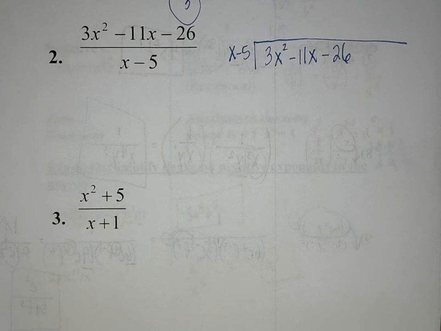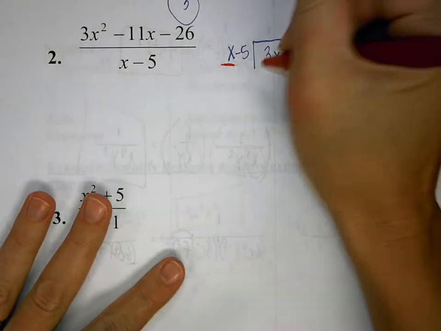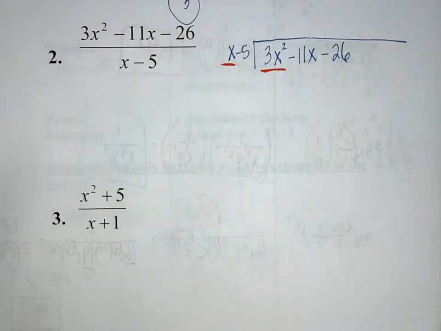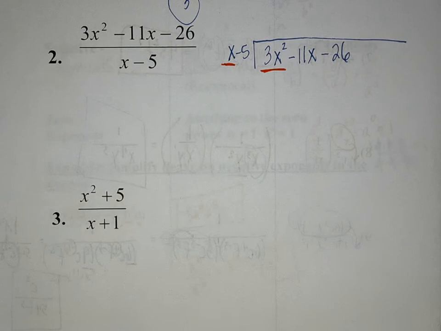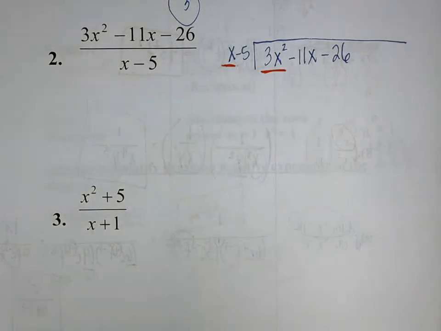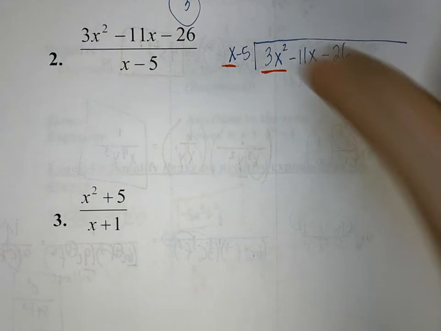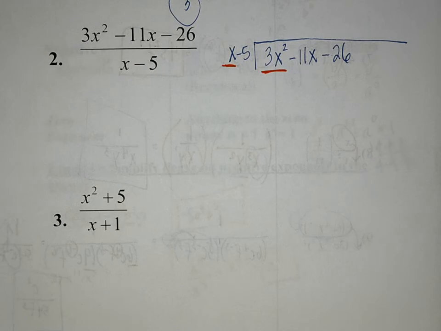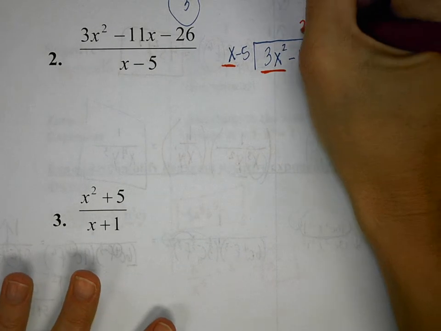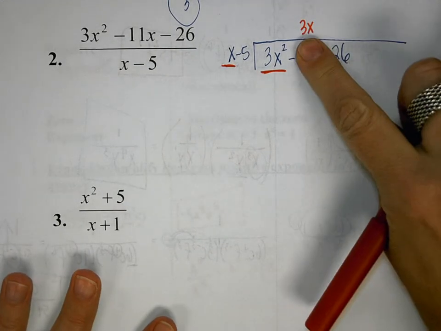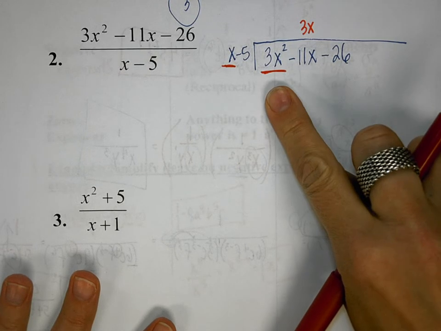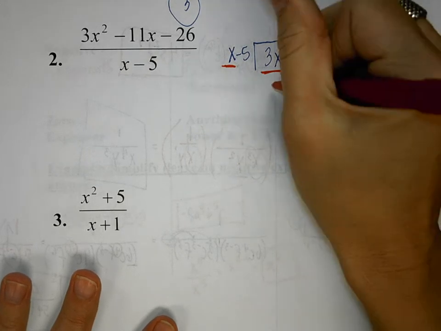You are always only looking at your first 2 terms, okay? So I'm looking at this x and this 3x squared. I need to figure out what I need to multiply this x by in order to make it 3x squared. 3x. Where do you think I'm going to line it up under? The 11. You want to keep like terms lined up together. So I'm going to put 3x here because 3x times x will make 3x squared.